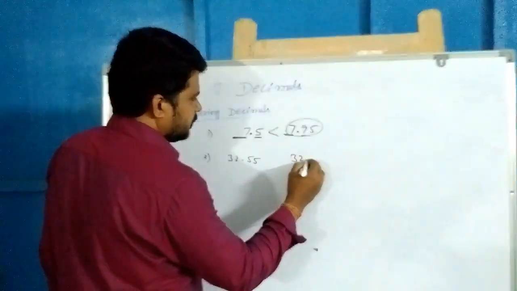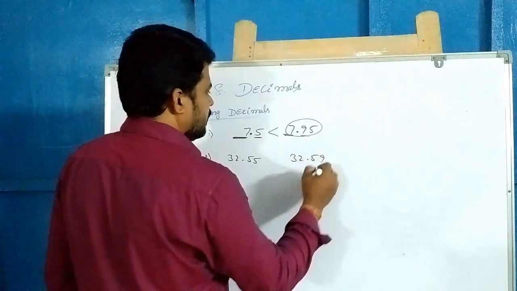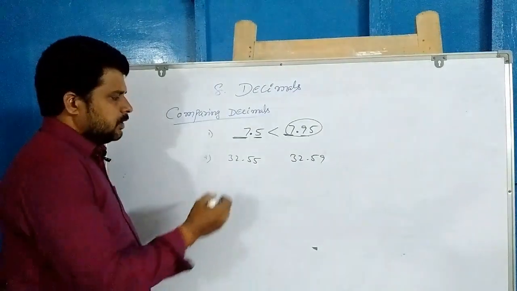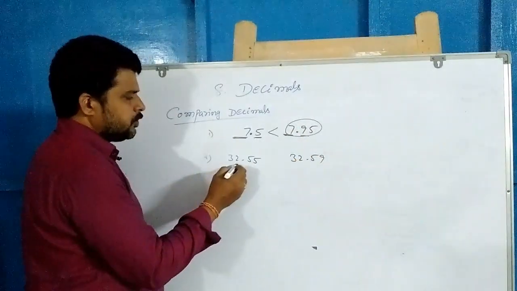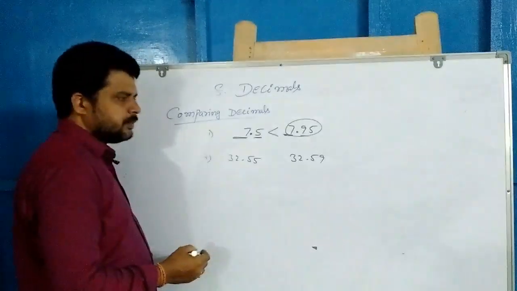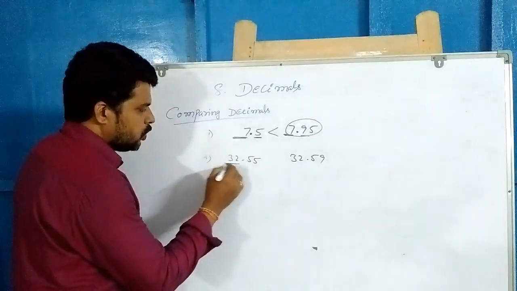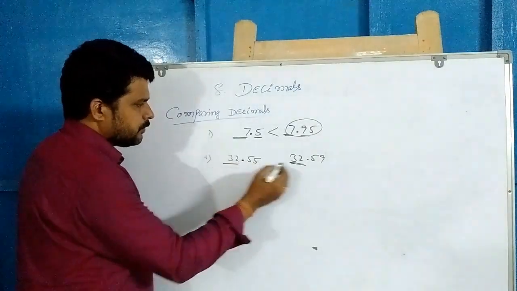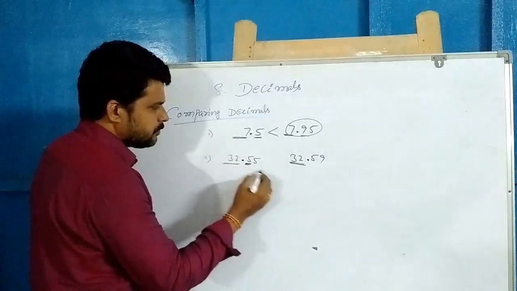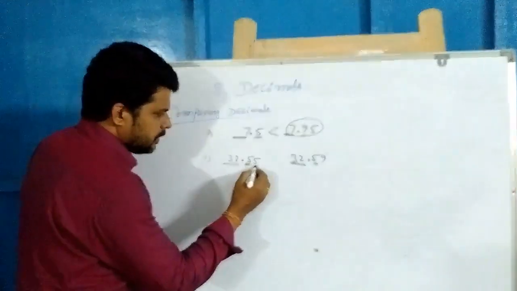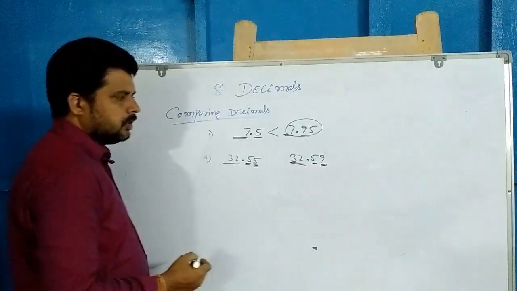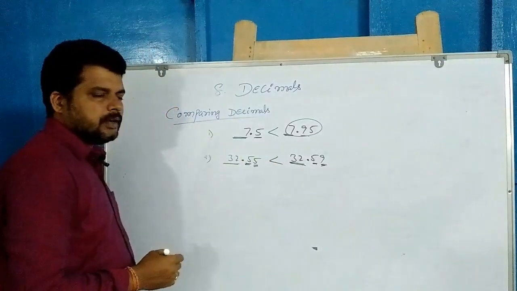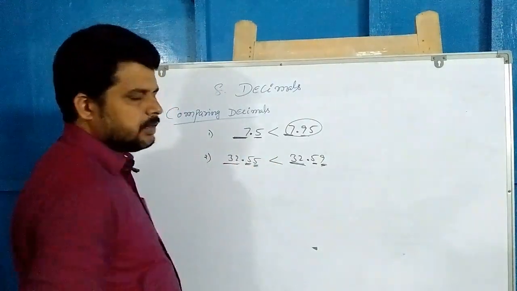Second example, 32.55 and 32.59. Which is bigger, which is smaller? First check the whole number part. 32 and 32, both are equal. So check after the decimal. The first value is 5, here also 5. The second value is 5, here it is 9. Compare 5 and 9, 9 is the big one. So 32.59 is the big number, 32.55 is the small number.